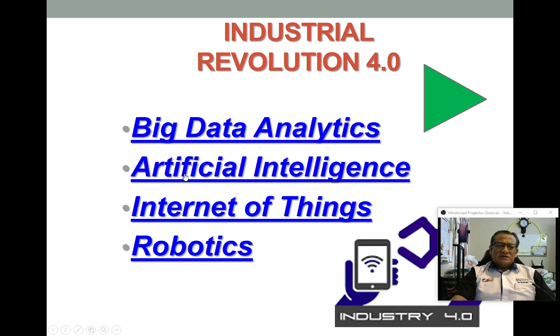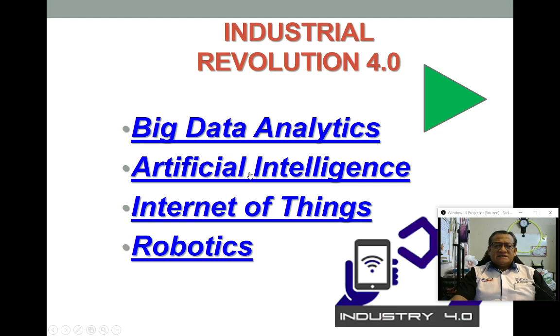The second part of the Industrial Revolution is artificial intelligence. Basically, the bottom line of AI is that we want to make our current machines smarter, so that they can also assist humans to make decisions, for example, in the form of autonomous driving. Those are basically part of AI.